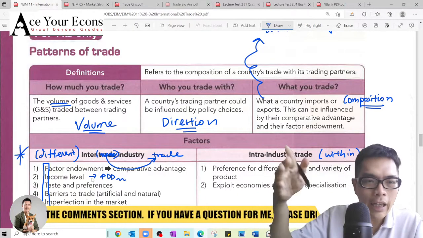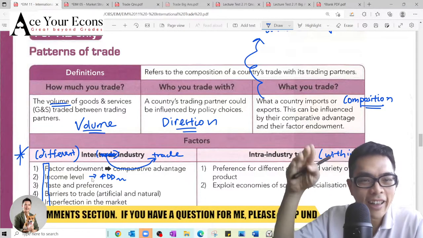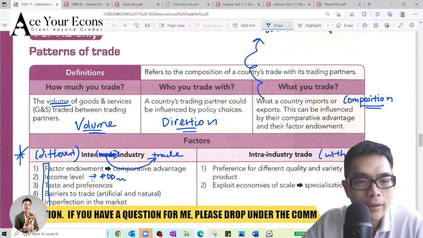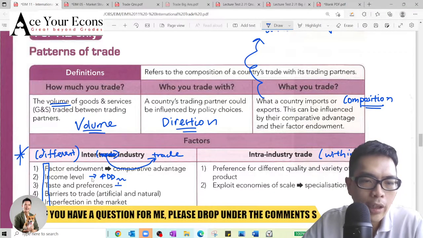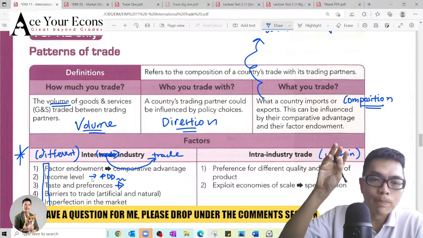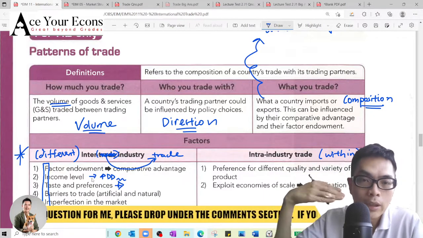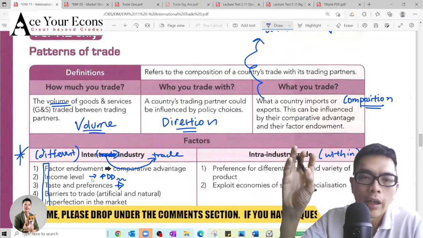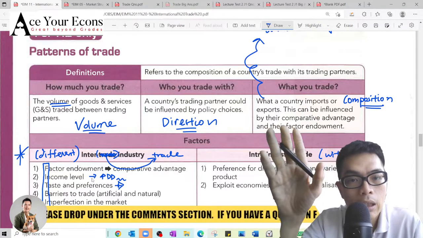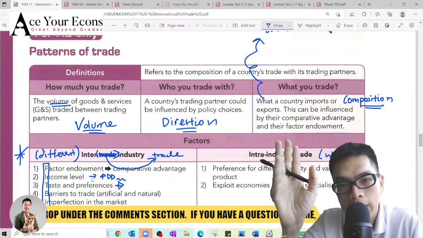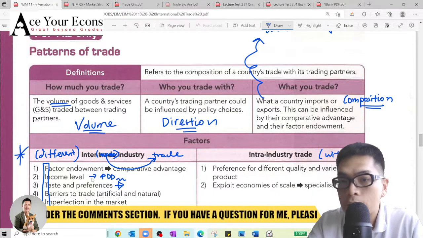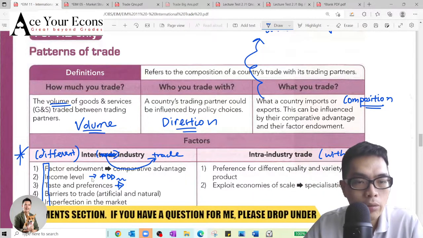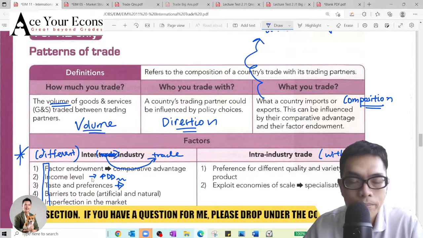And in case you wonder about direction, I'm going to show you how to play around with that. So taste and preference can also affect your patterns of trade, especially when specific countries are known to export specific goods. For instance, when we have a new iPhone coming out, we are going to import more from the United States. Then direction is going to be very clear: United States, we are going to buy more imports. And the composition will be more iPhones, because of new iPhones that are released. So taste and preference can also shape your patterns of trade.